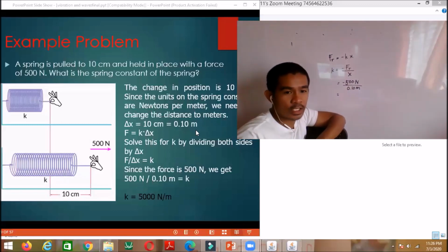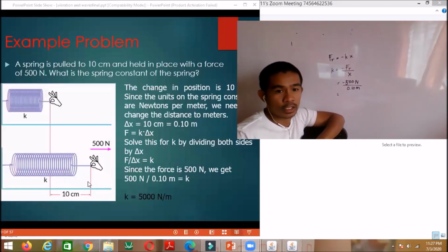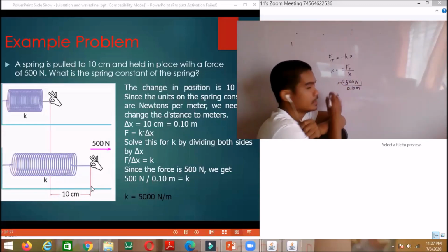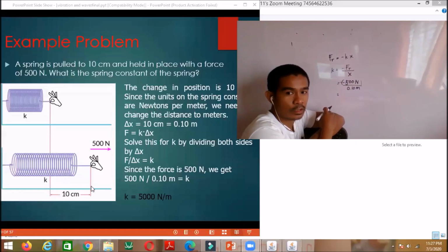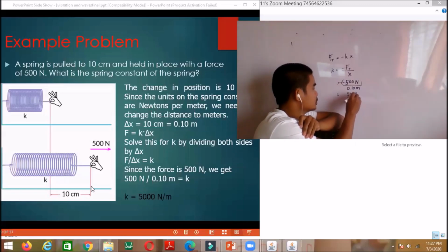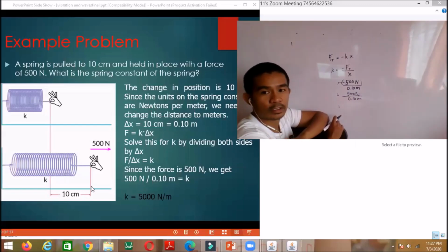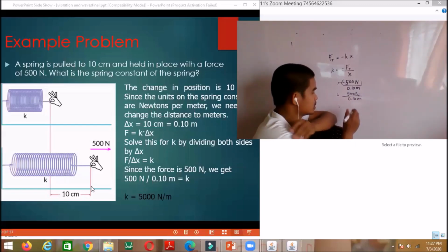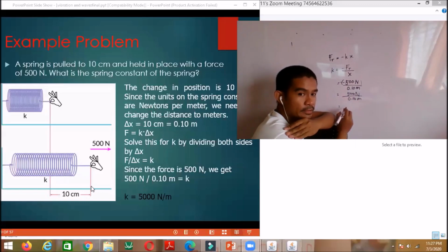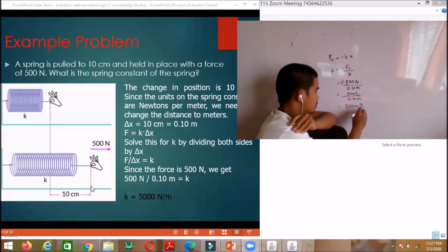So what is the restoring force at the positive displacement? At this displacement, it's negative. So we have negative of negative becomes positive. So we have 500 Newton over 0.10 meters. Then the spring constant is, what's 500 over 0.10 meters? That is 5,000 Newton per meter.